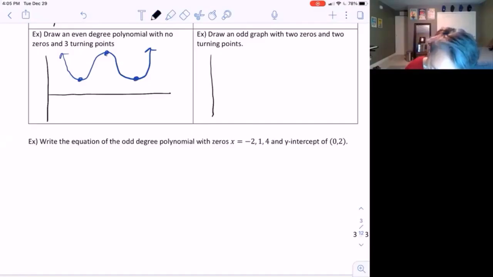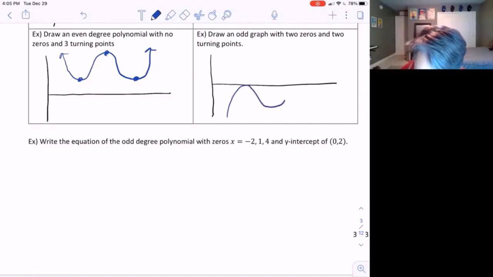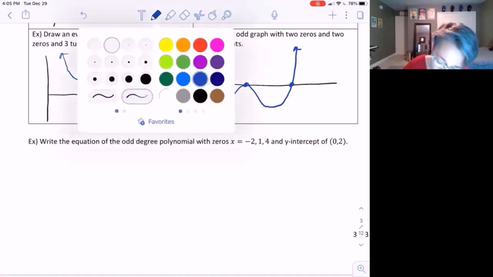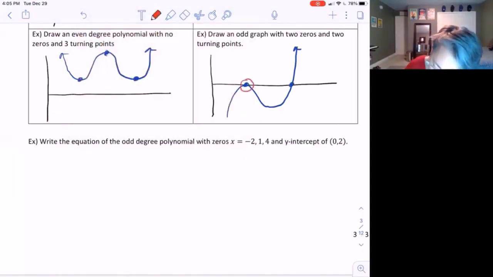Now let's draw an odd graph with 2 zeros and 2 turning points. This can be tricky. What this means is one of those zeros is going to just touch the x-axis. So here's 2 zeros, but one of those zeros is also a turning point. 2 zeros and 2 turning points. So remember, an intercept is where it crosses or touches an axis. It could just touch it and bounce right off.